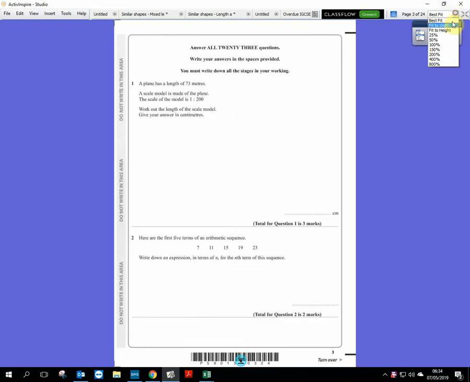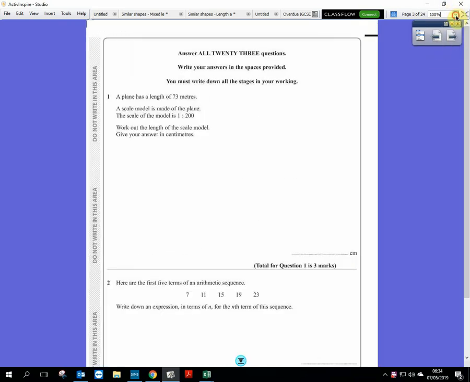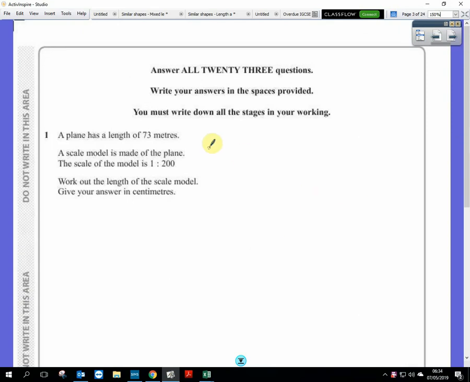Okay, so the first question is to do with scale models. And we have the scale of a model. So I like to write model to real. And the scale is 1 to 200, which means the real plane is 200 times the size of the model. Okay, so a plane has a length of 73 meters. That's the actual length of the plane, of course. So 73 meters I will write here.